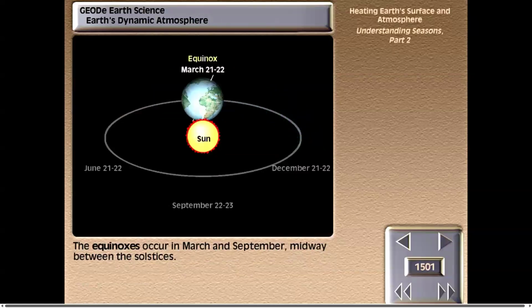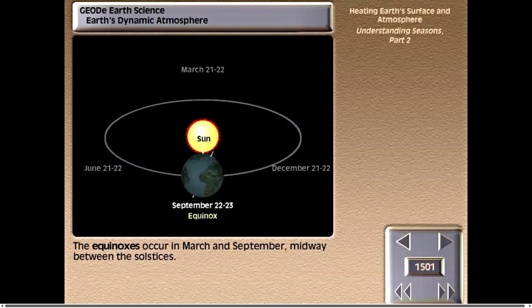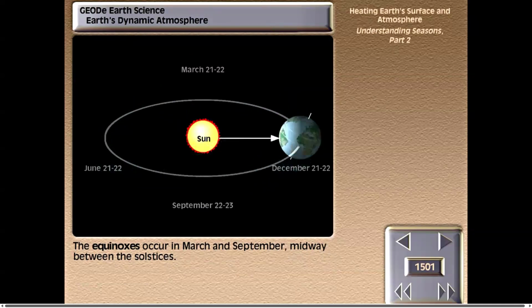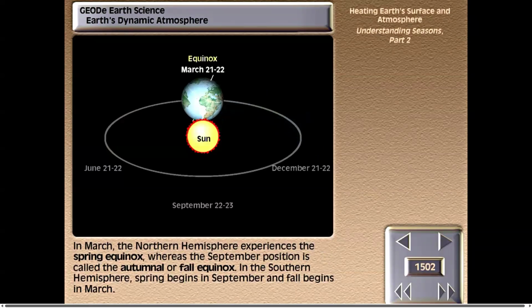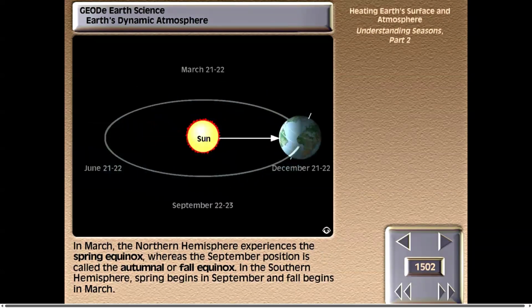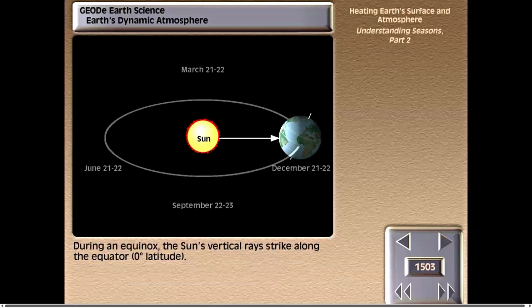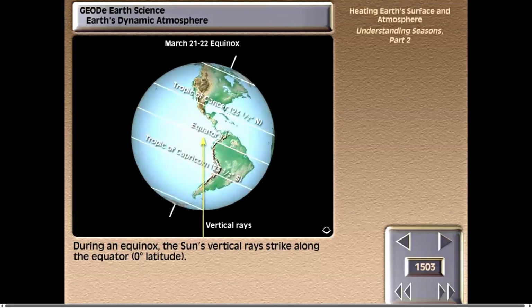The equinoxes occur in March and September, midway between the solstices. In March, the Northern Hemisphere experiences the spring equinox, whereas the September position is called the autumnal or fall equinox. In the southern hemisphere, spring begins in September and fall begins in March. During an equinox, the sun's vertical rays strike along the equator.